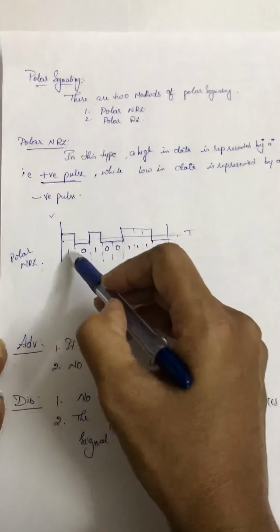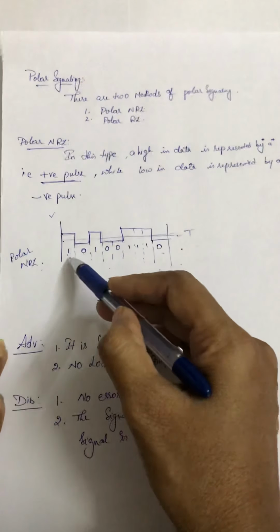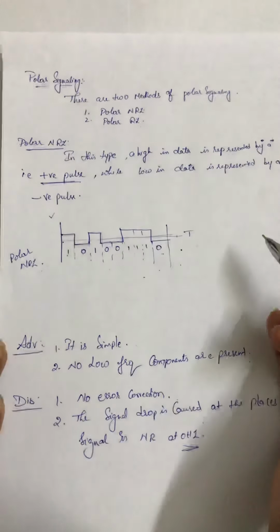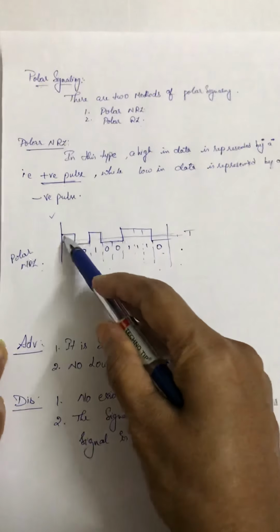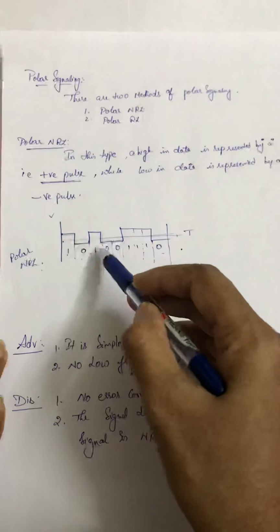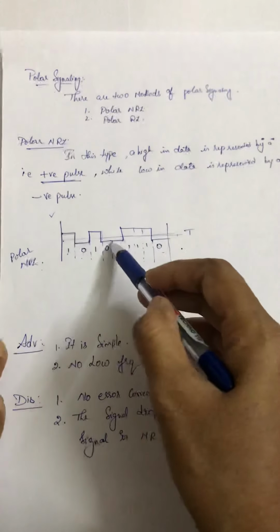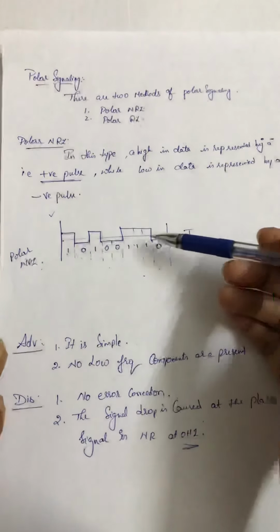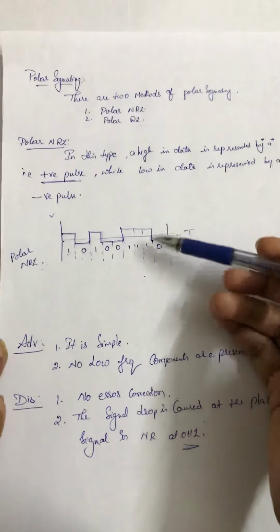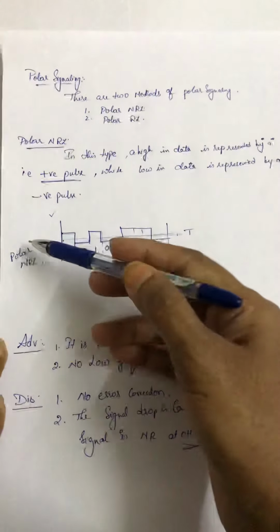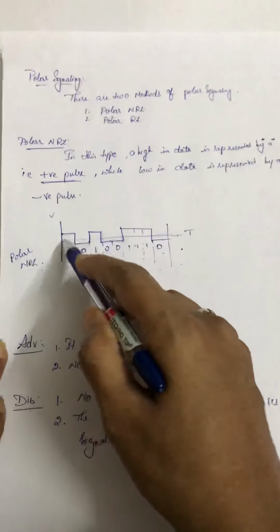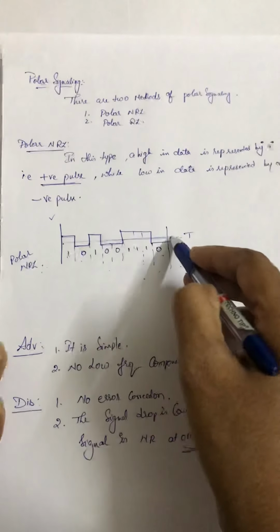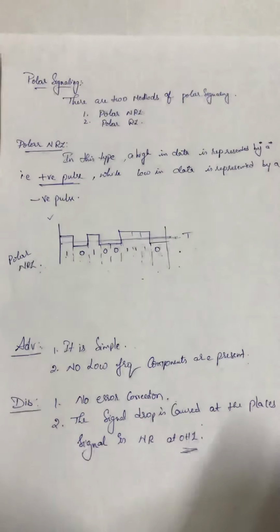Now let us consider the binary data 1 0 1 0 0 1 1 1 0. 1 indicates a positive pulse, 0 indicates a negative pulse. 1 is high, 0 is low, 1 is high, again 0 is low. So we have two phases, positive and negative cycle. For polar non-return to 0, it doesn't come to the 0 axis, 0 voltage.